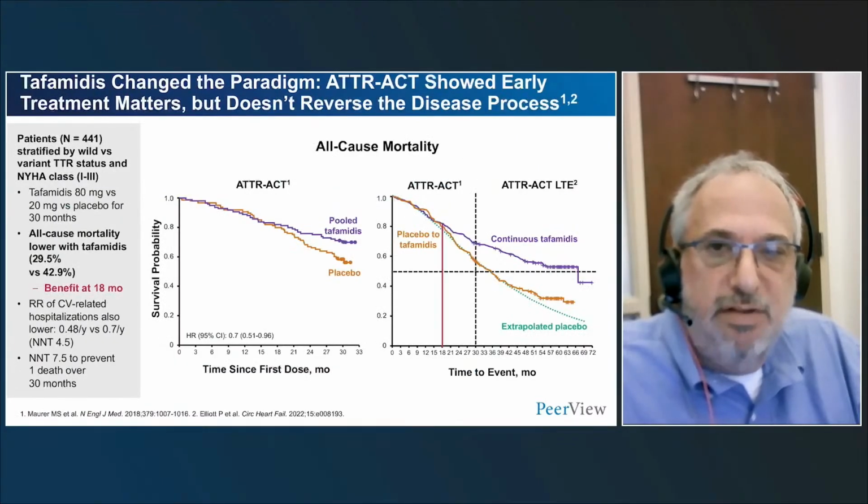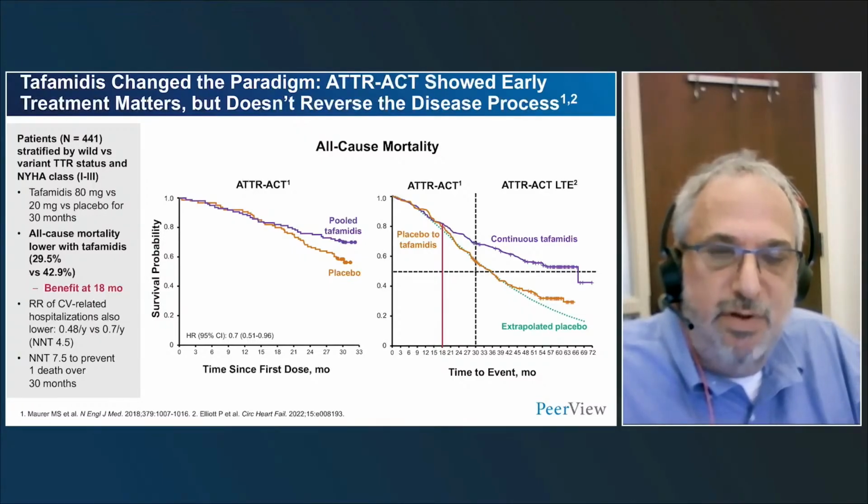The ATTR-ACT trial first showed that stabilization was effective. It was a trial of 441 patients, including wild type and variant patients. They received both 20 and 80 milligrams of tafamidis, which was pooled, comparing those on tafamidis versus those on placebo. And we saw a quite surprising 13% absolute risk reduction in mortality, which, as you can see from the survival analyses there, tends to emerge at about 18 months.